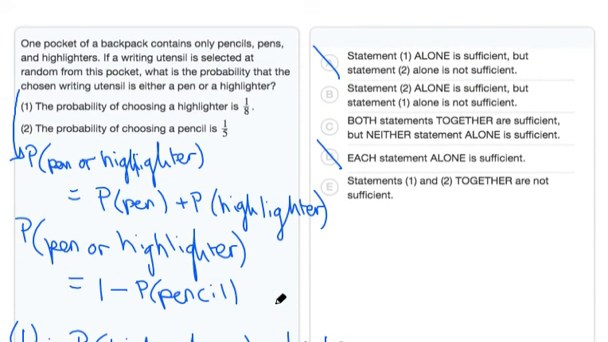Now if we scroll back up, that would correspond to answer choice B. So we can eliminate C and E, and our final answer choice is answer choice B. Statement 2 alone is sufficient, but statement 1 alone is not sufficient.